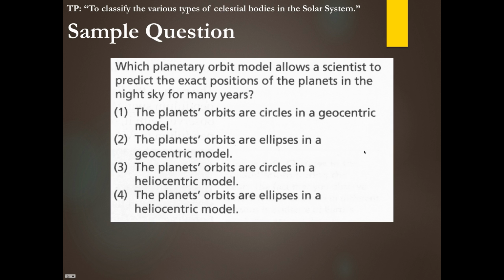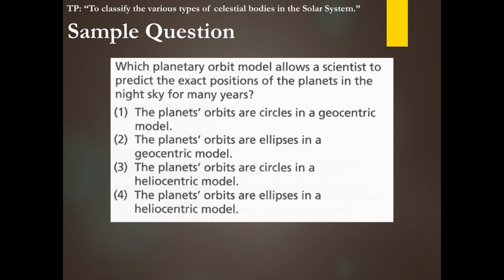Next one, which planetary orbit model allows a scientist to predict the exact positions of the planets in the night sky for many years? Choice 1, the planets' orbits are circles in the geocentric model. Choice 2, the planets' orbits are ellipses in a geocentric model. Choice 3, the planets' orbits are circles in a heliocentric model. Choice 4, the planets' orbits are ellipses in a heliocentric model.